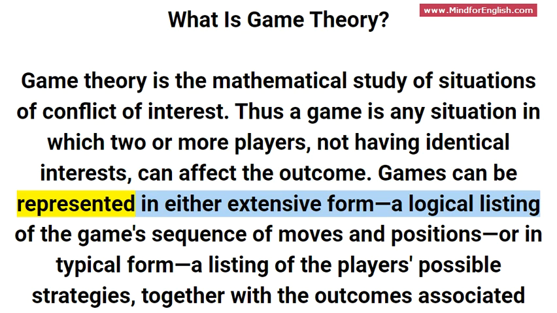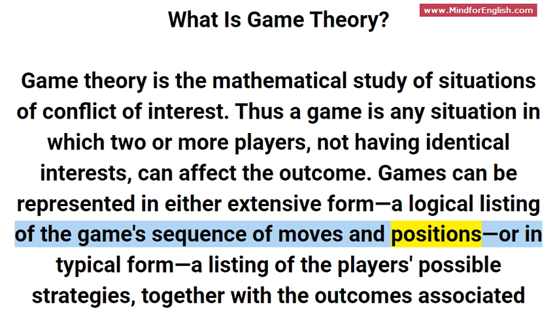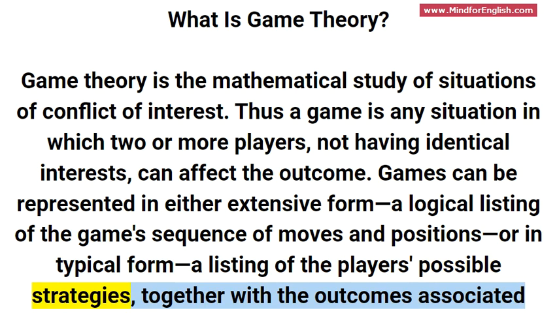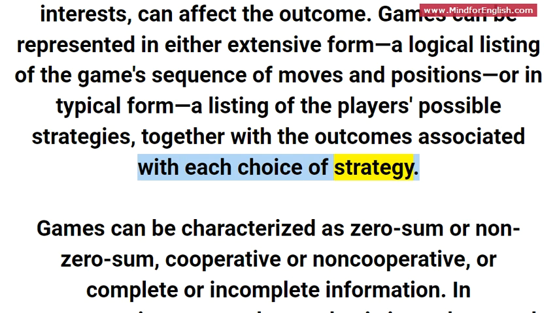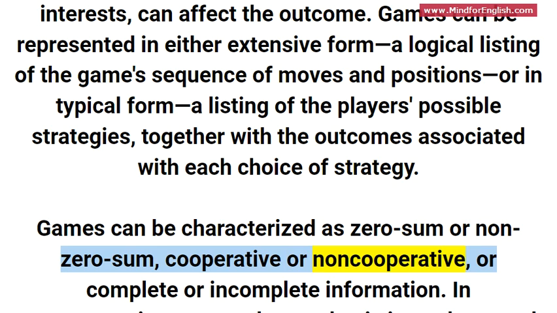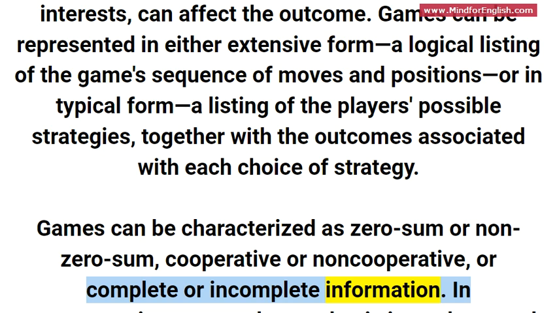Games can be represented in either extensive form, a logical listing of the game's sequence of moves and positions, or in typical form, a listing of the players' possible strategies, together with the outcomes associated with each choice of strategy. Games can be characterized as zero-sum or non-zero-sum, cooperative or non-cooperative, or complete or incomplete information.